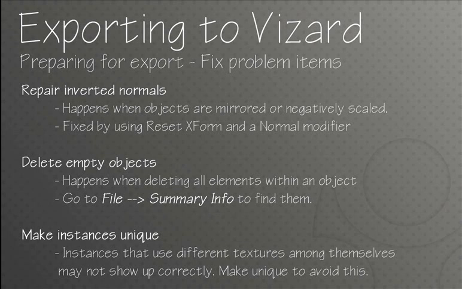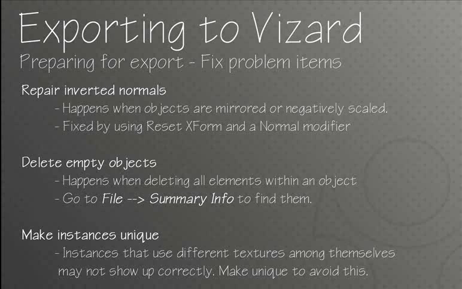You can get rid of this. Well, you don't actually have to put a reset XForm modifier on it to make it show correctly in Vizard, but if you do that without putting a reset XForm on that at first, it's going to look wrong in Max. So I recommend using both a reset XForm and a normal modifier. Alternatively, you can go into the polygon layer, select everything, and do flip. That'll get you the same result as the normal modifier.